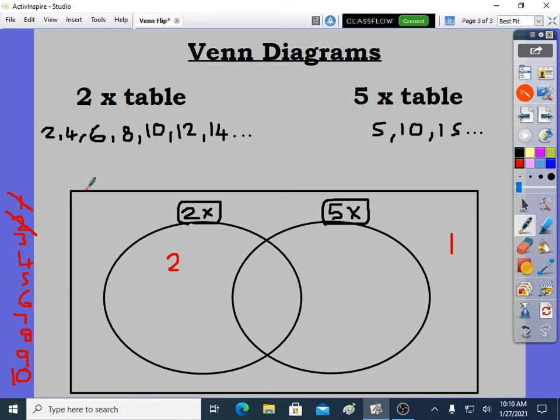Why don't you see if you can go faster than me and put all the numbers 1 to 10 on the Venn diagram. I'll wait 10 seconds and then I'll carry on. But see if you can get those numbers on the Venn diagram in the right place.